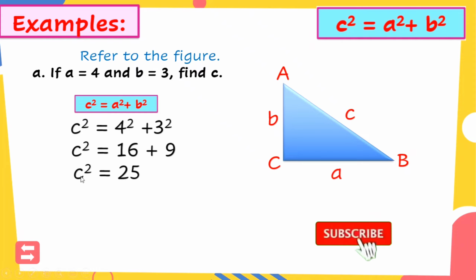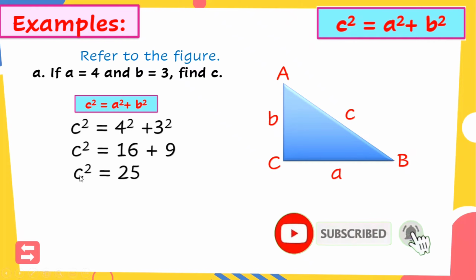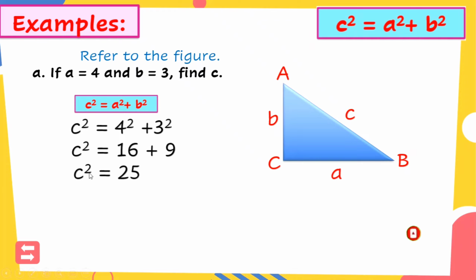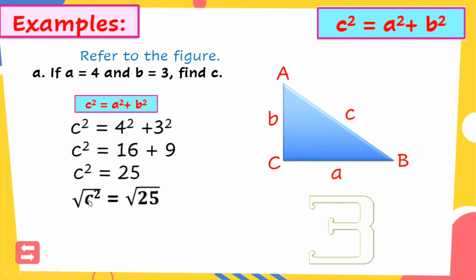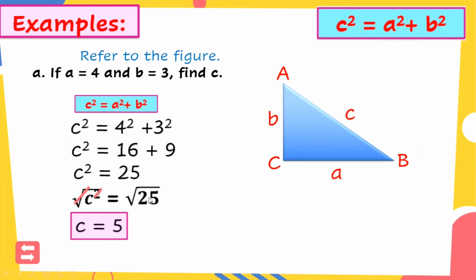Now, we need to get the value of C or the hypotenuse. That's why we have to square root both sides para matanggal yung squared at matira na lang yung C. So, square root natin yung C squared, square root natin ang 25. Makakancel yung 2 or yung squared at yung square root ng 25 is 5. Kasi 5 times 5 is 25. Therefore, yung C natin o yung ating hypotenuse ay 5.